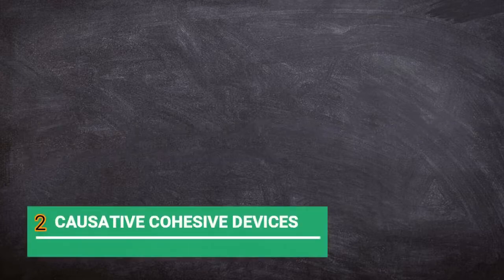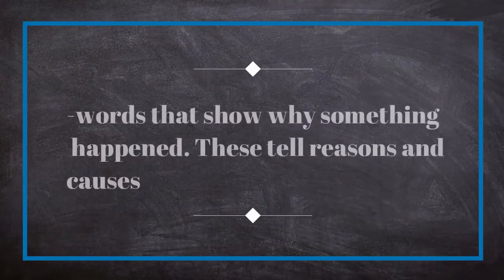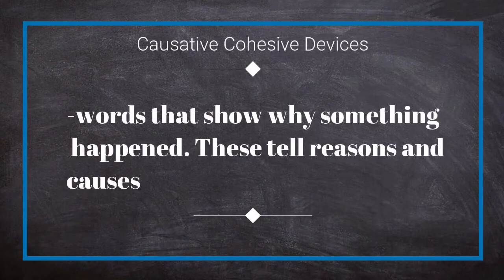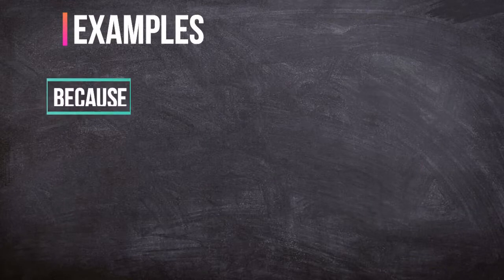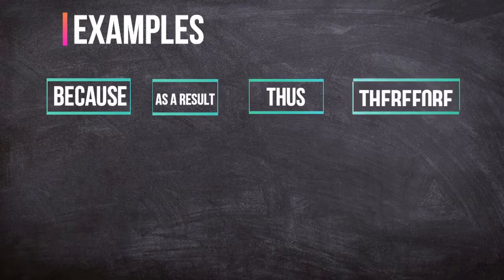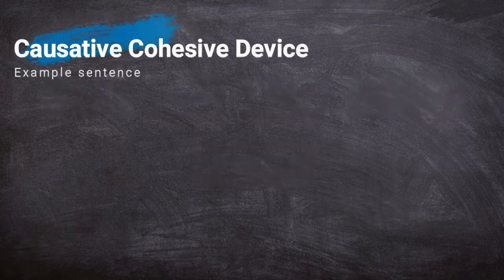Next, let's have causative cohesive devices. Let's define first. Ang causative cohesive devices are words that show why something happened and nagbibigay din siya ng reason ng causes. Examples, we have because, as a result, thus, therefore, and we have consequently. Tandaan, ginagamit sila to give reason or causes for specific effect.